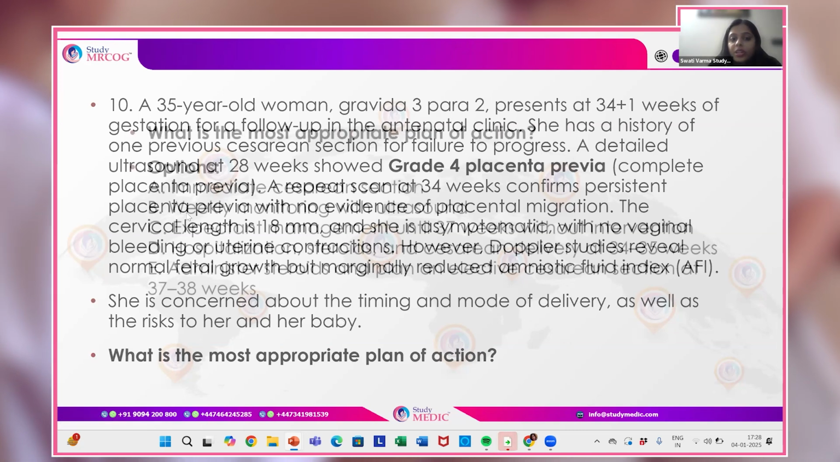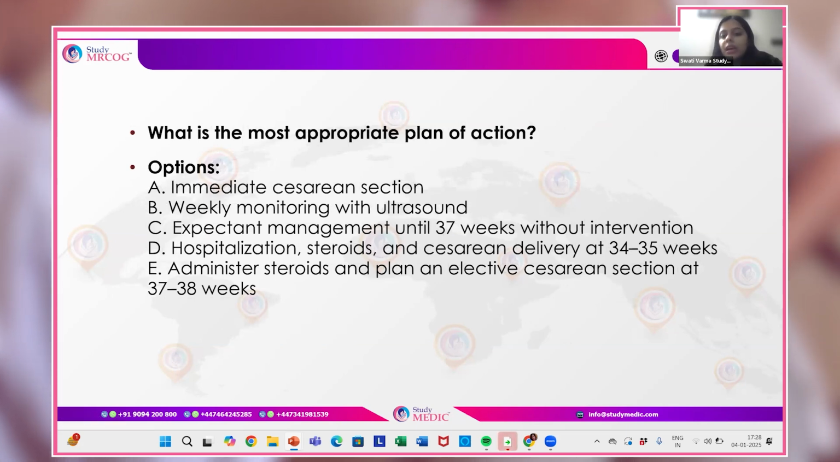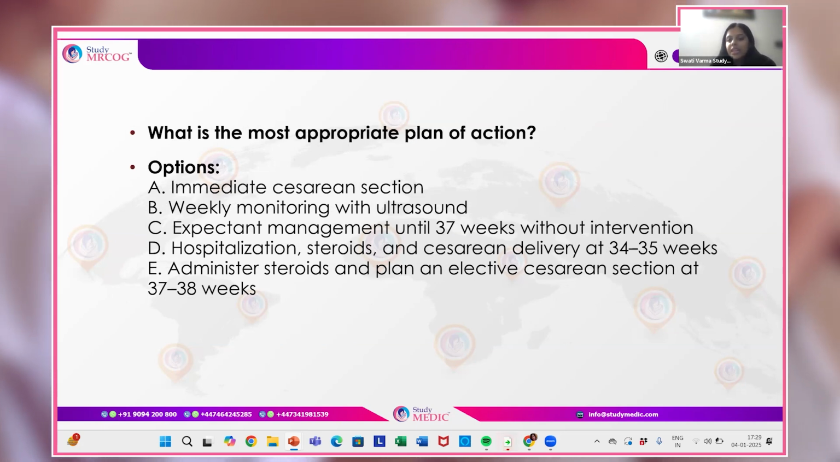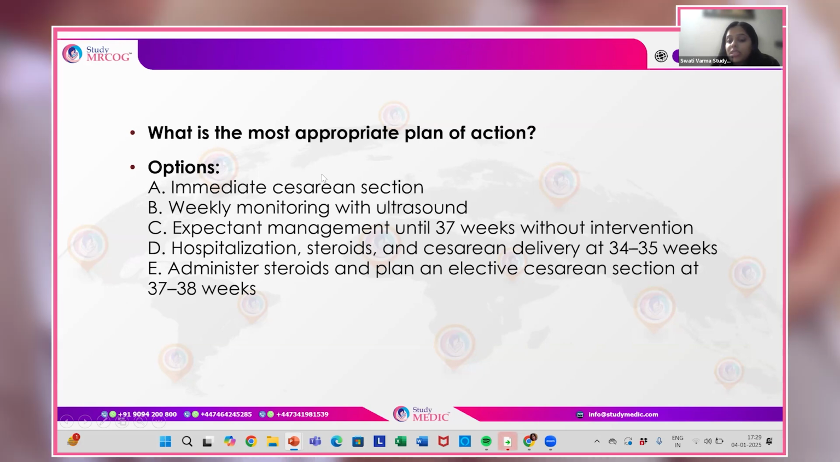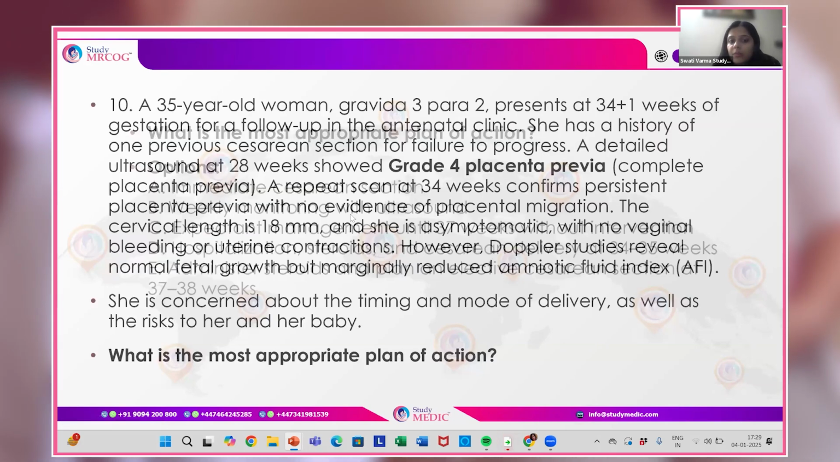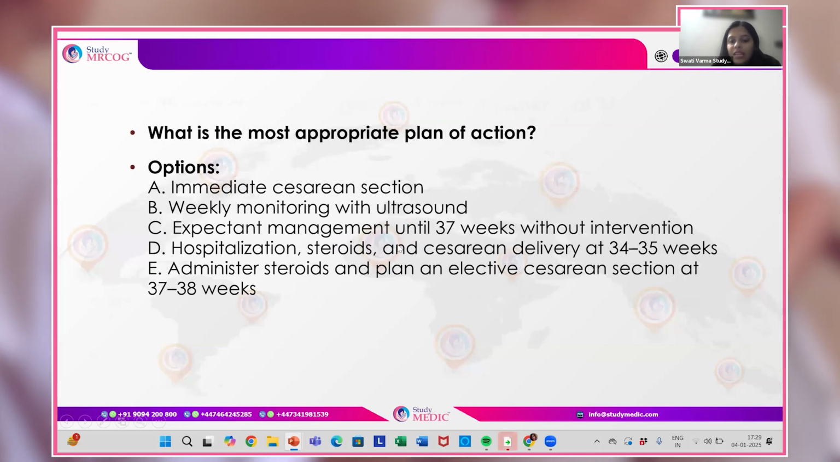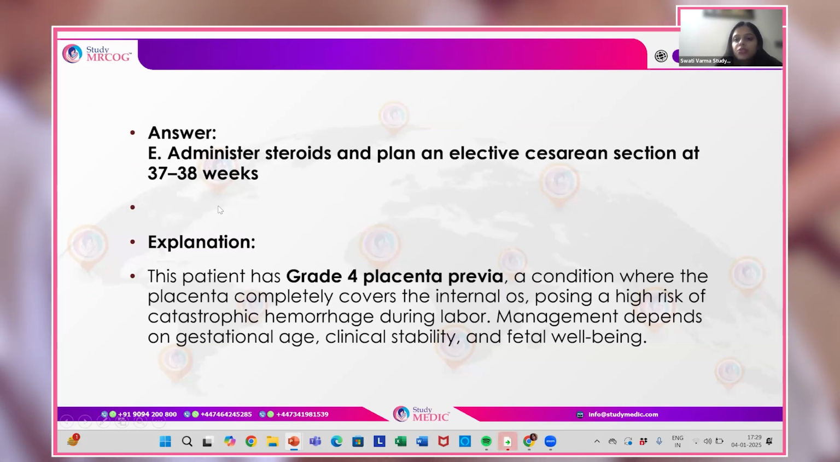Now, here, the options are immediate C-section, weekly monitoring with ultrasound, or expectant management until 37 weeks without intervention, or hospitalization, steroids, and cesarean delivery at 34 to 35 weeks. Administer steroids and plan an elective CS at 37 to 38 weeks. Since it is not written here that placenta accreta is suspected, we can allow up till 37 to 38 weeks after administering steroids.